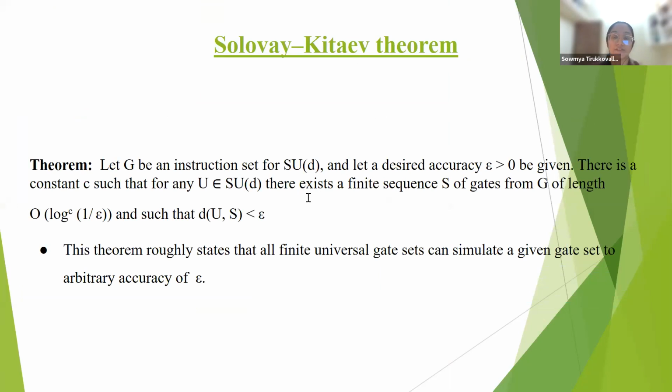So I'll get started with the Solovay-Kitaev theorem. The theorem says: let G be an instruction set for SU(d), and let a desired accuracy epsilon greater than 0 be given. There exists a constant c such that for any U in SU(d), there exists a finite sequence S of gates from G of length order of log to the power c of 1 by epsilon, such that the distance d(U, S) is less than epsilon. This theorem roughly states that any finite universal gate set can simulate a given gate set to an arbitrary accuracy of epsilon.